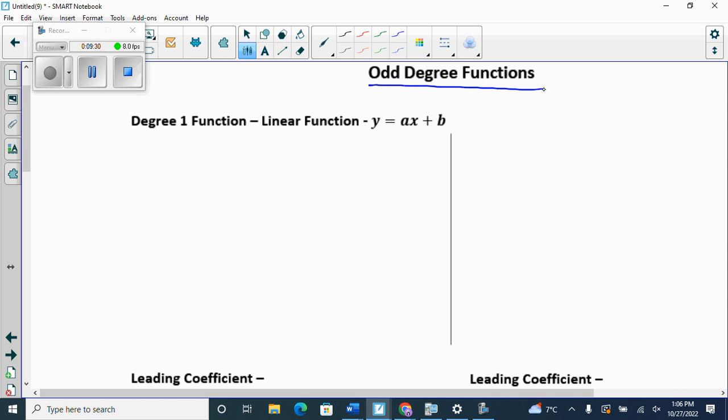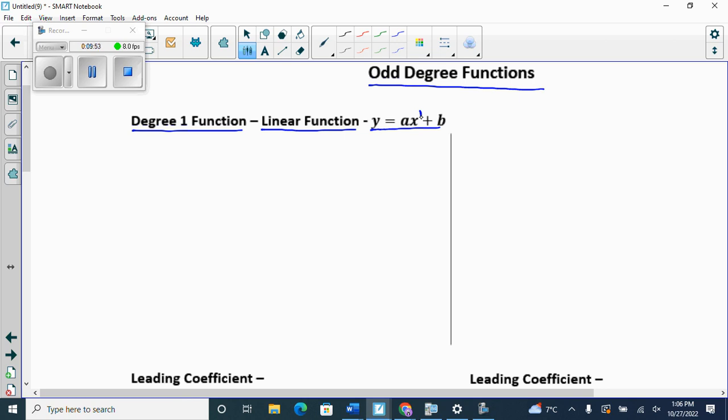Okay, so we have degree 1, where we have y equals ax plus b. Okay? It's a linear function. We learned about that in grade 10. And it's degree 1. This is one of the big things in grade 10. It's a degree 1 because my largest exponent is a 1.